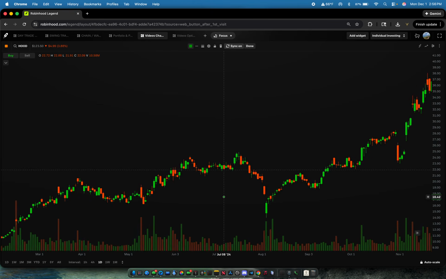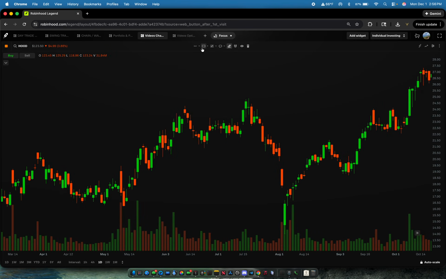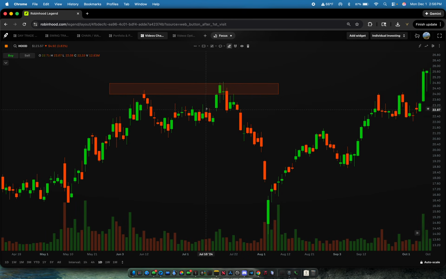There's a good example right here on a supply zone. Let's say, for example, this is currently what's going on with Robinhood right now. We have a topping point on Robinhood right here. This looks like it's going to be a supply zone because we're rejected from that area multiple times and we're failing to get above it.